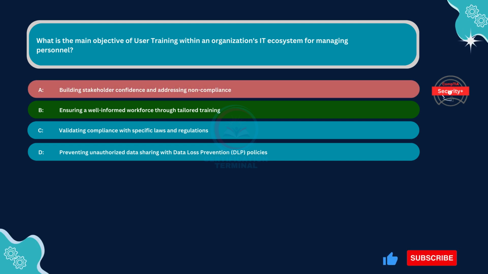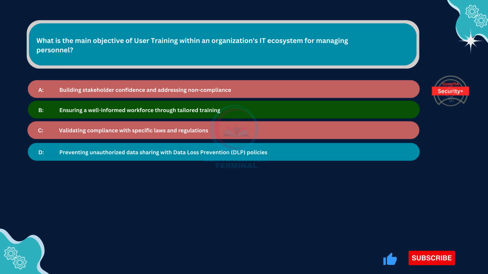Option A is incorrect. While building stakeholder confidence and addressing non-compliance are important goals for an organization, they are not the main objectives of user training within the IT ecosystem for managing personnel. User training primarily focuses on equipping employees with the knowledge and skills necessary to effectively and securely use IT resources and systems.